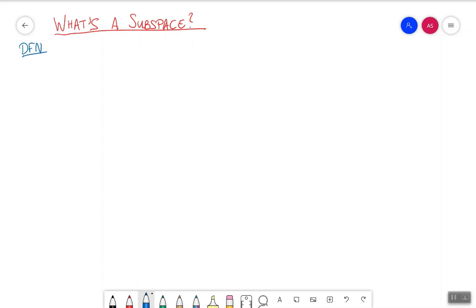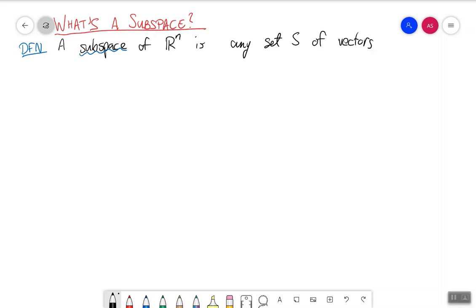Definition. A subspace of Rn is any set S of vectors in Rn such that the following two conditions hold. Condition 1: S is closed under addition.